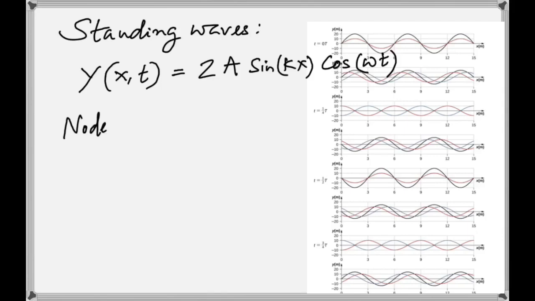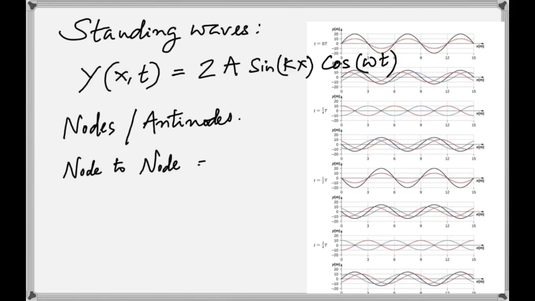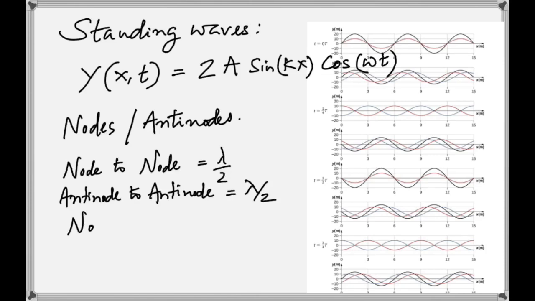So you see that there are points that are the nodes here, and then you have the antinodes at these points. It's important to know that the distance between a consecutive node and a node, or an antinode and an antinode, is λ/2. But the distance from a node to a consecutive antinode is λ/4. So that's about standing waves.